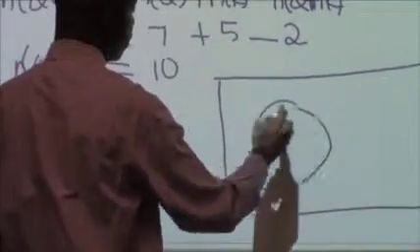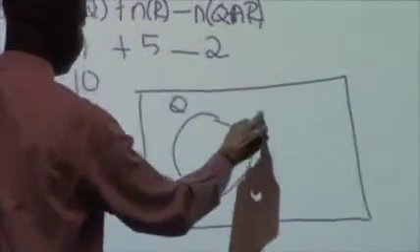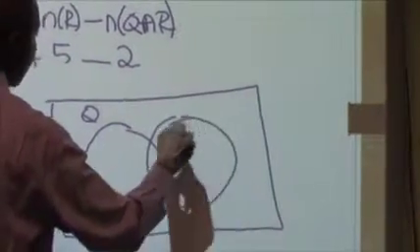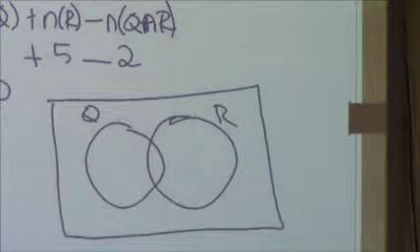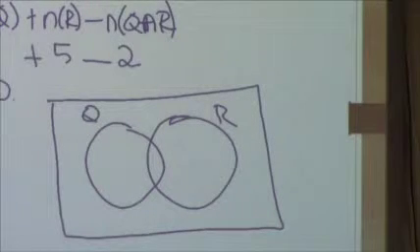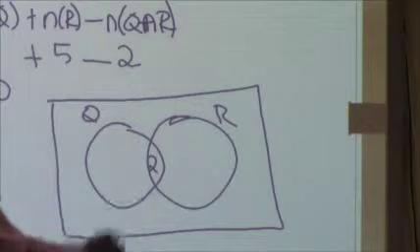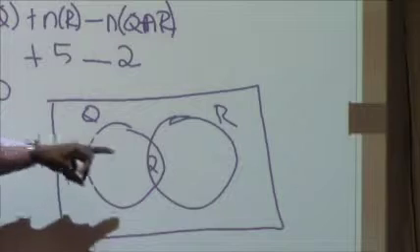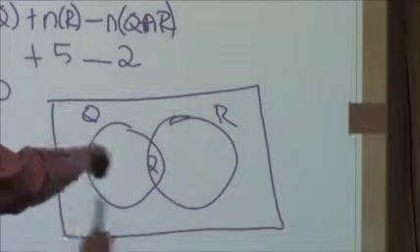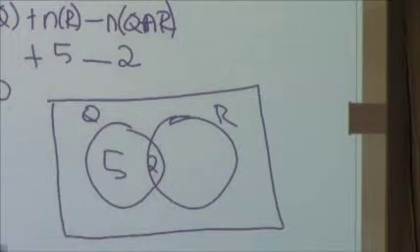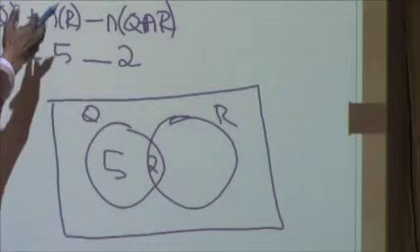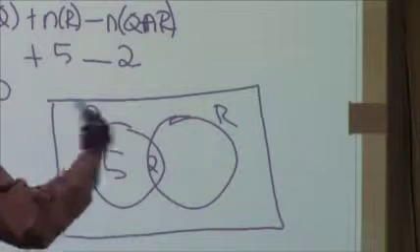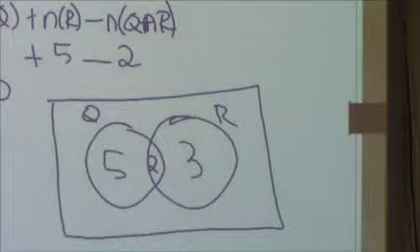So we're going to say this is Q, and this is R. We begin with the intersection. How many elements do we have in the intersection? 2 elements. So we have that. Now, Q had a total of 7 elements, and we already have 2 here. So 7 minus 2 would be 5. 5 plus 2 is 7, giving you the number of elements in Q. R had 5 elements, and we have 2 here already. So 5 minus 2 would be 3. So this is our Venn diagram.